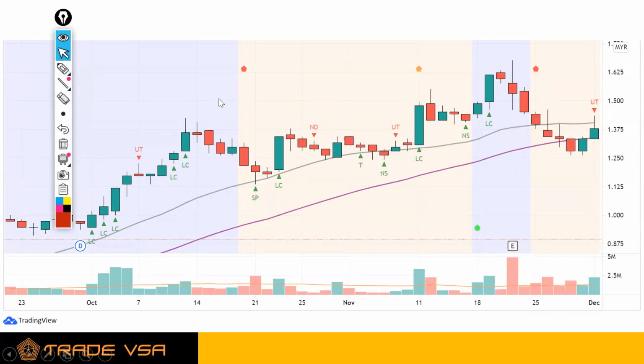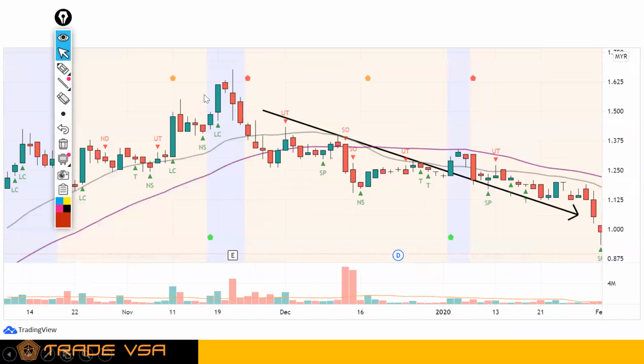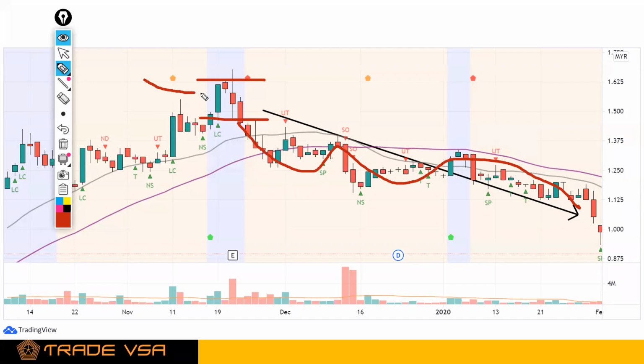Now here is the example. Let's say you still want to enter after you see this bar, you go lower, lower, lower, which means this LC is already filled to support already. For this chart, this is Petra anyway, because I traded this, so I still remember the patterns.